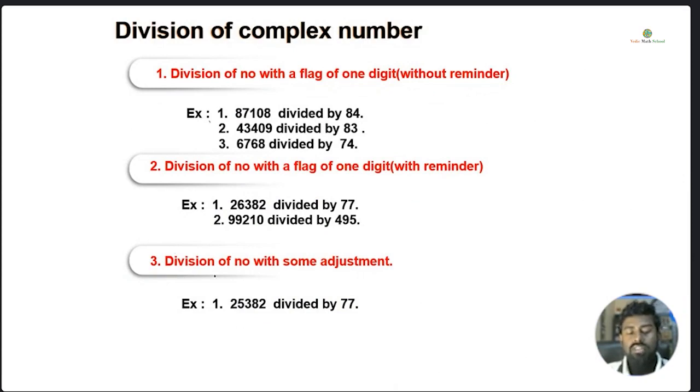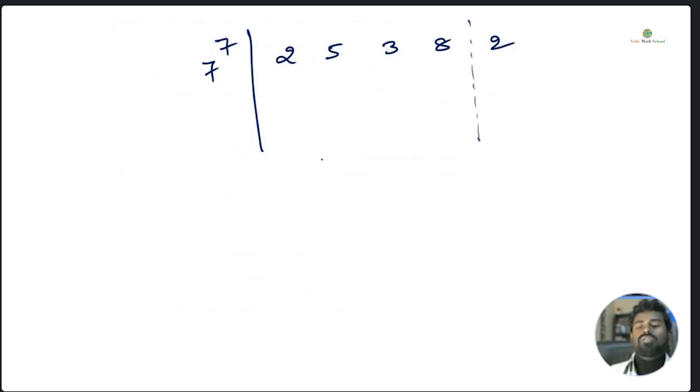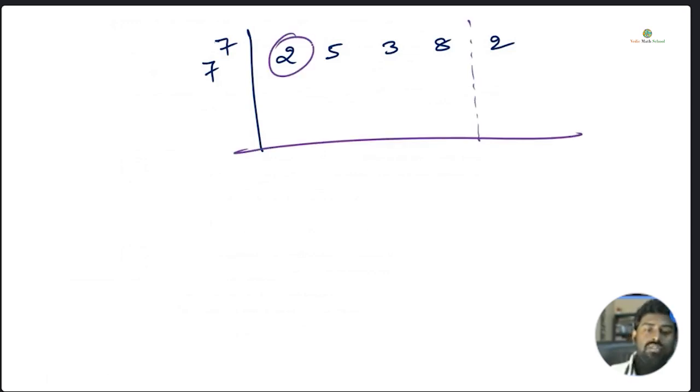Let's take this example. Division of number with some adjustment. What is the meaning of adjustment? I will take it again. Now we are going to discuss 25382 divided by 77. Now look at this one flag. So I'm marking one number for the remainder. Now 2 is not divisible by 7, so obviously we have to take 25. How many times? 3 times. 21. 4 is the remainder that I'm writing here, 43.